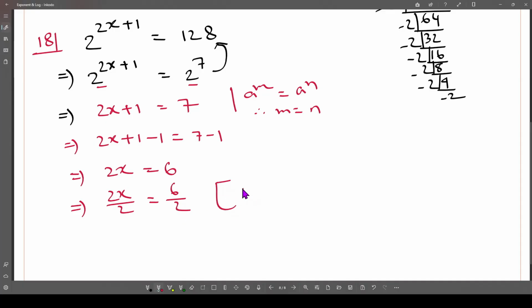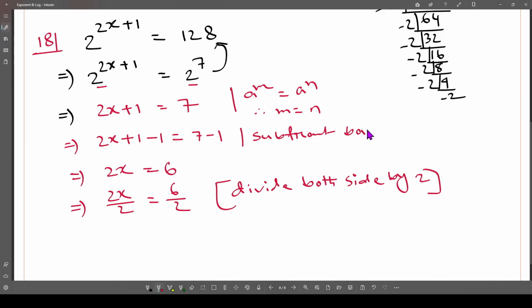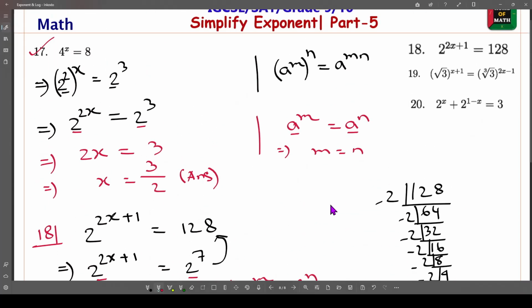We can write divide both sides by 2. Okay, and here also we can write subtract both sides by 1. Okay, now this 2 divided by 2 is 1, so x equals 6 divided by 2, which is 3. So our answer is 3. Very simple. So number 17 and 18.